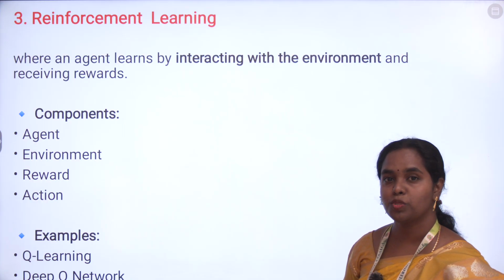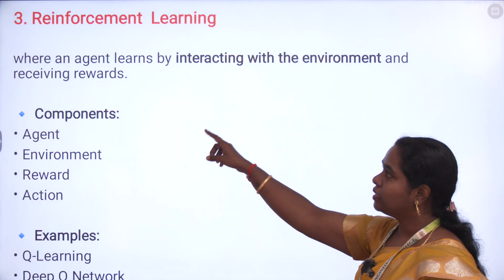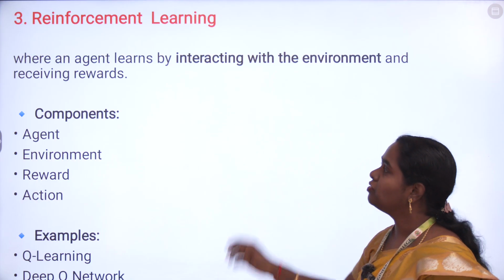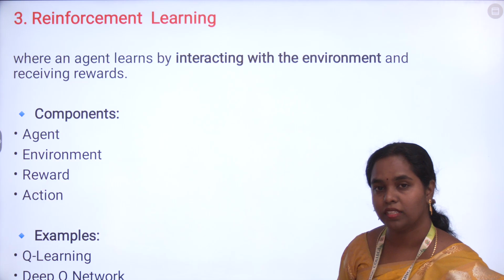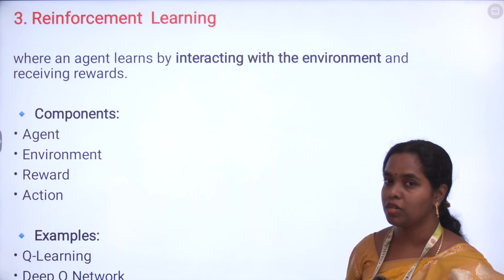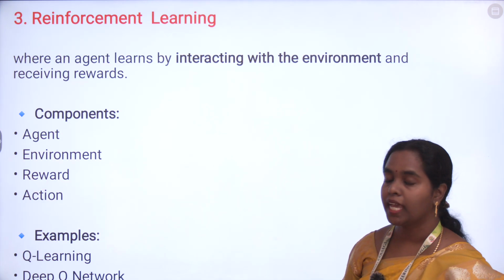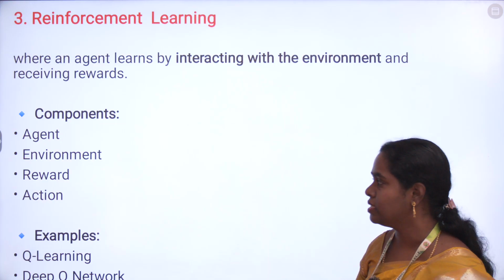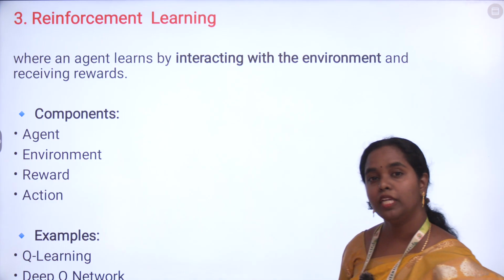The third one is reinforcement learning. Here the agent learns by interacting with the environment and receiving rewards. The components are agent, environment, reward and action. Examples of reinforcement learning are Q learning and deep Q network.